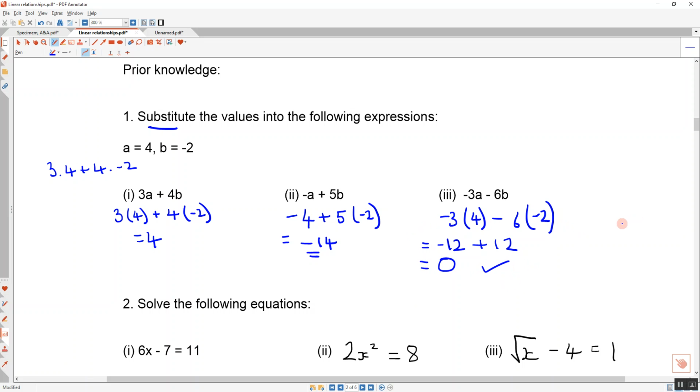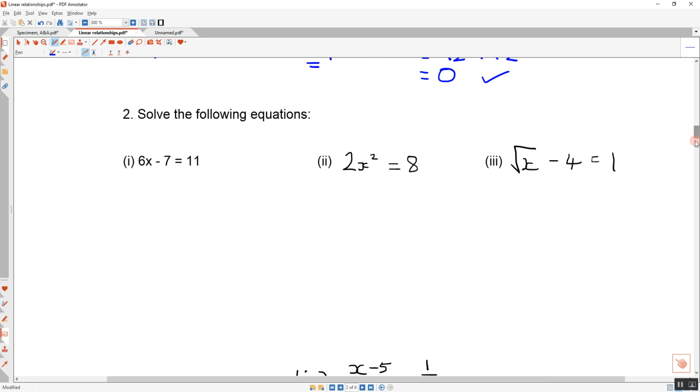Okay? Hands up if you got 3 out of 3. I'm super smart. Okay. Hands up if you just made a mistake reading the question. Okay, good. Let's have a look at question 2.